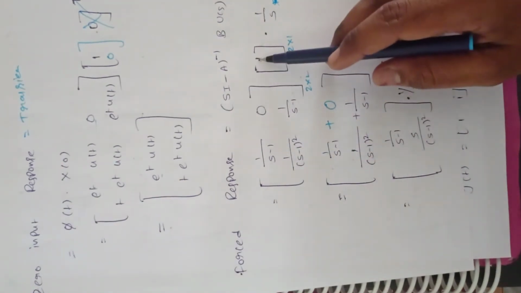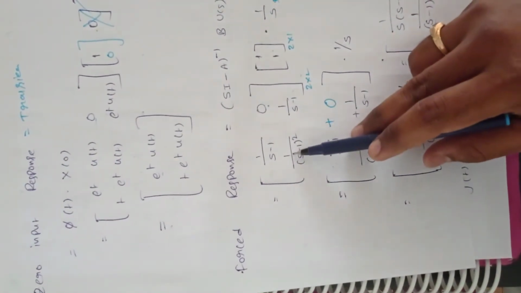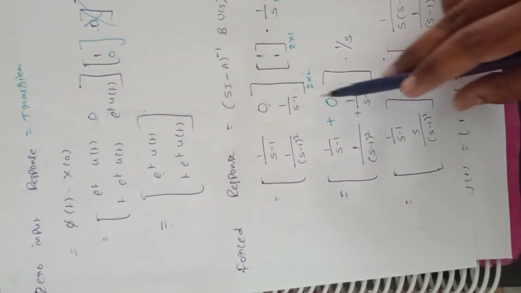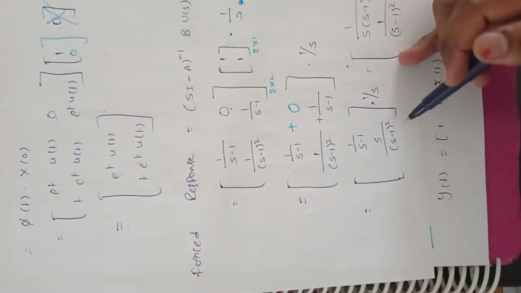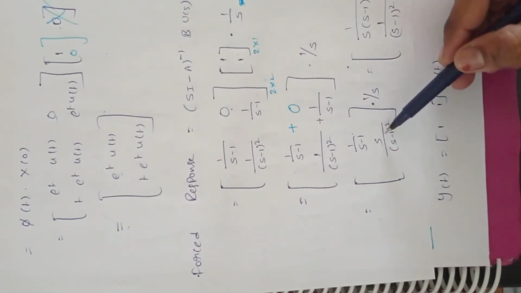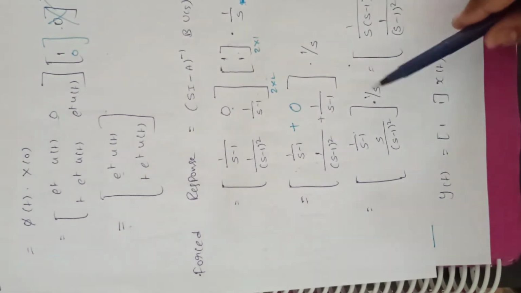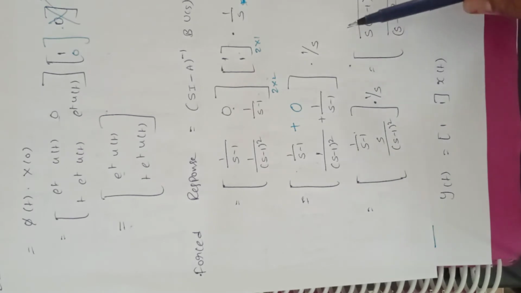1 by s minus 1 into 1 plus 0 into 1. 1 by s minus 1 plus 0. 1 by (s minus 1) whole square into 1 plus 1 by s minus 1 into 1. So if we solve furtherly, the final transfer function అంటే దీన్ని మళ్ళీ ఫర్దర్ రెడ్యూస్ చేస్తే 1 by s minus 1 into s by (s minus 1) whole square. సో దానికి స్కేలార్ మల్టిప్లికేషన్ ఉంది. సో దాని ఇన్సైడ్ తీసుకెళ్తే 1 by s into (s minus 1), 1 by (s minus 1) whole square.